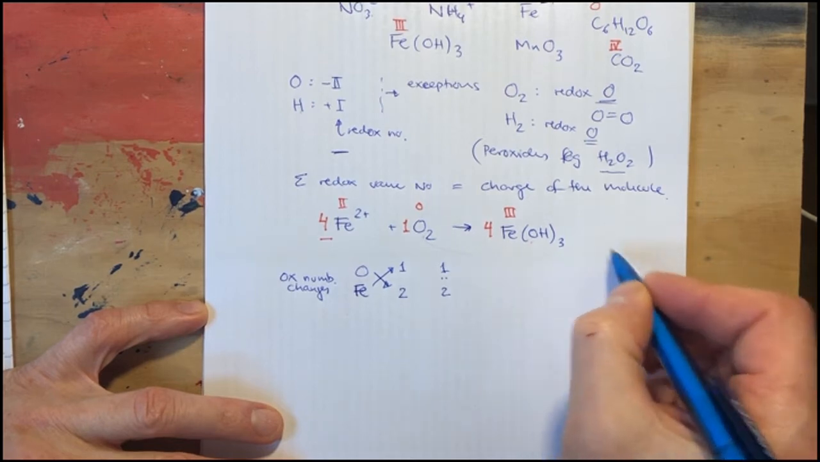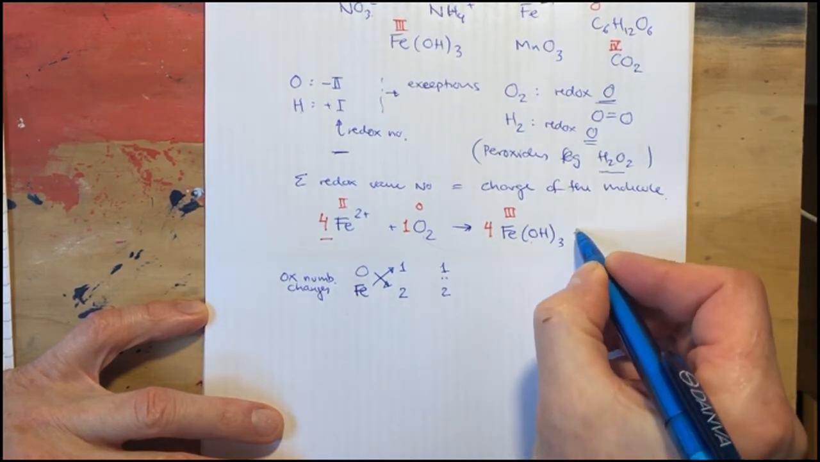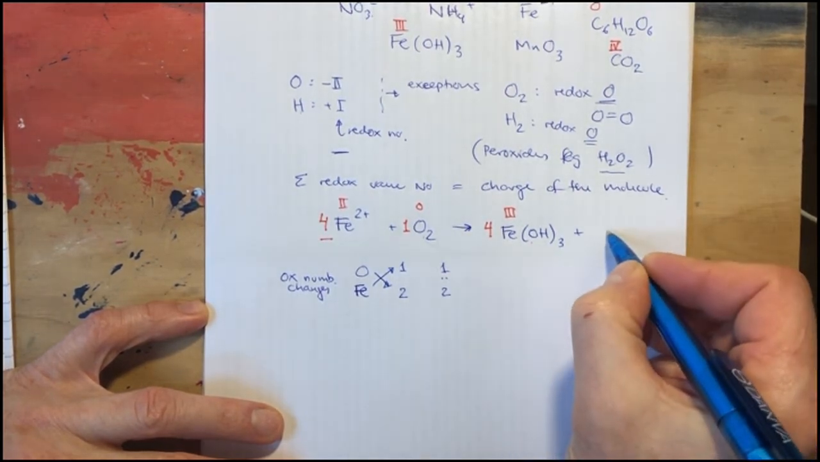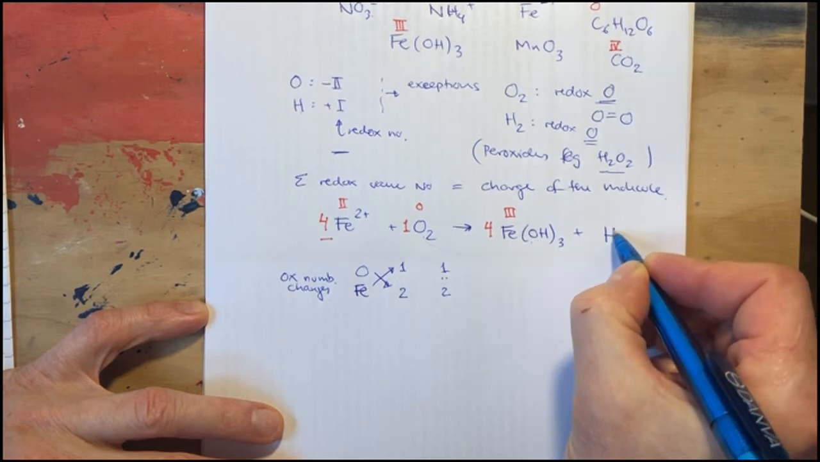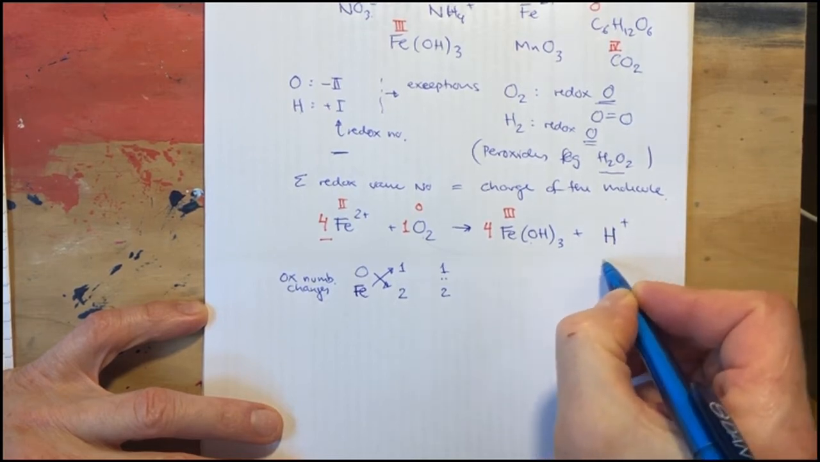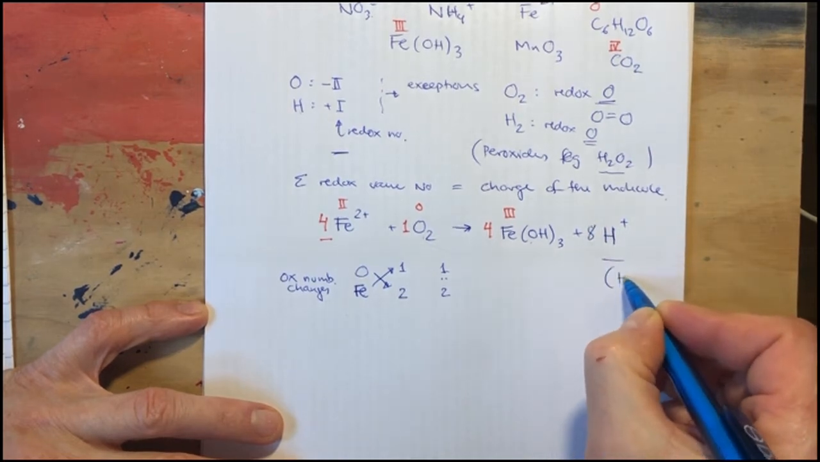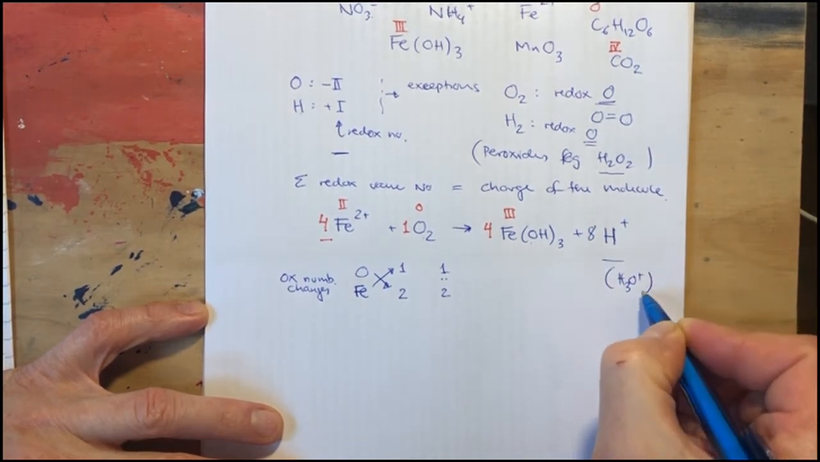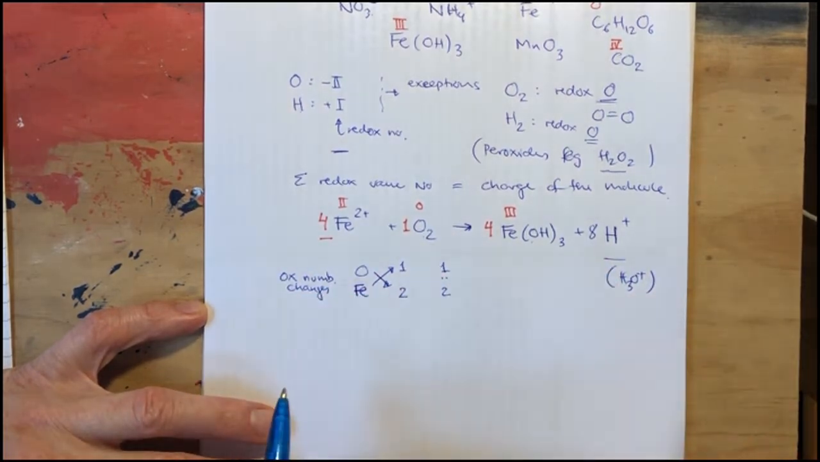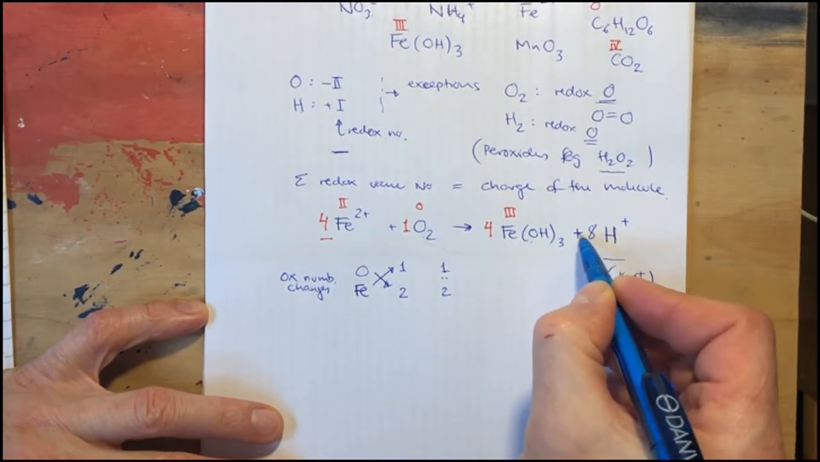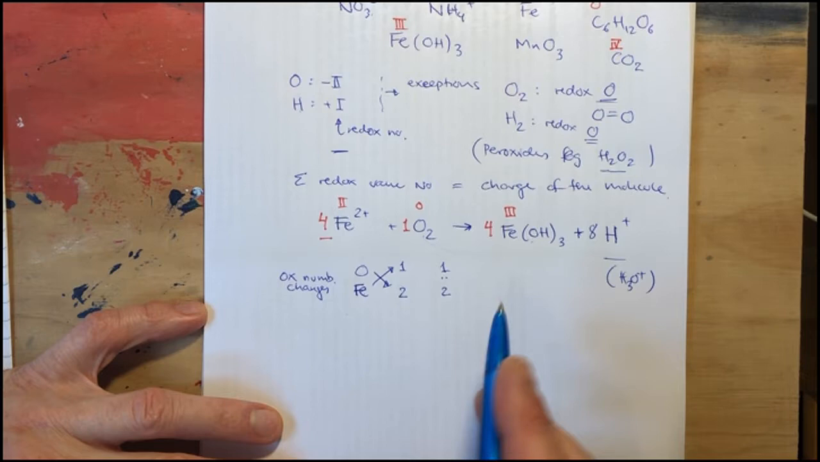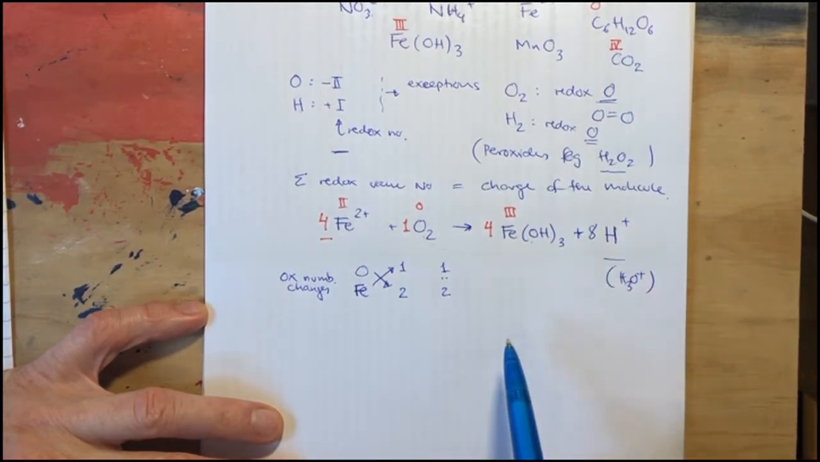So I need to add something like 8 pluses on the other side, and what that could be is H plus ions. So in any water solution, I have H plus, or I could write it as H3O plus if I add water on both sides of my equation. But let's just look at it like this. So it is a process that produces acid.